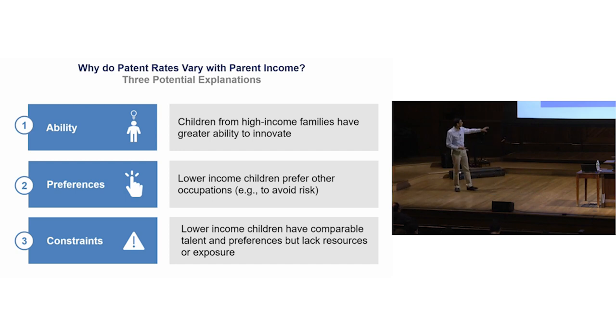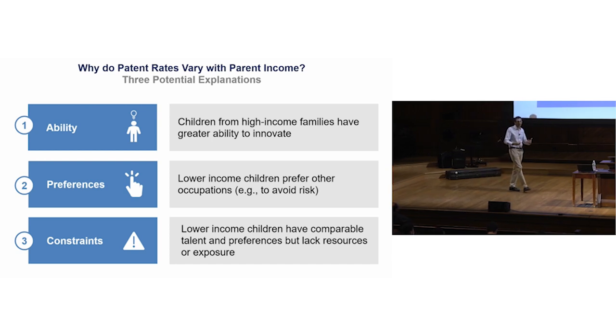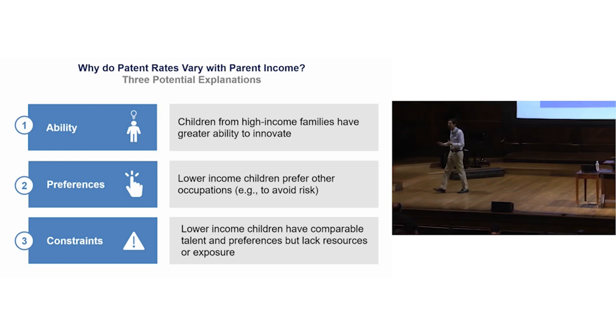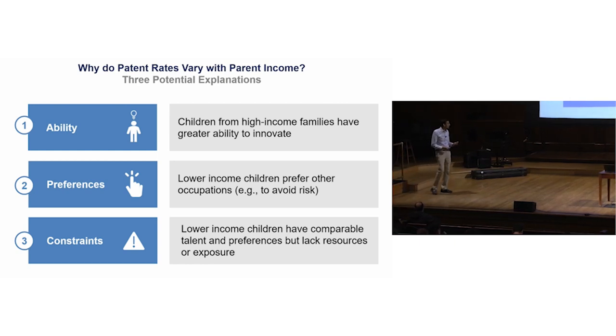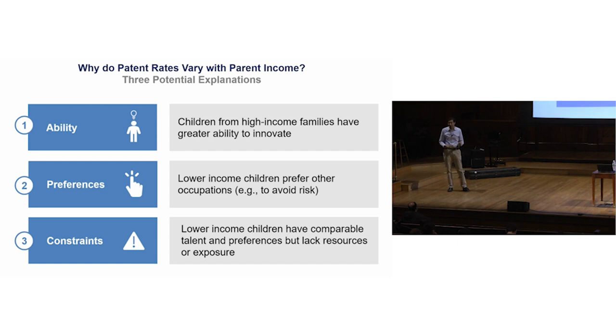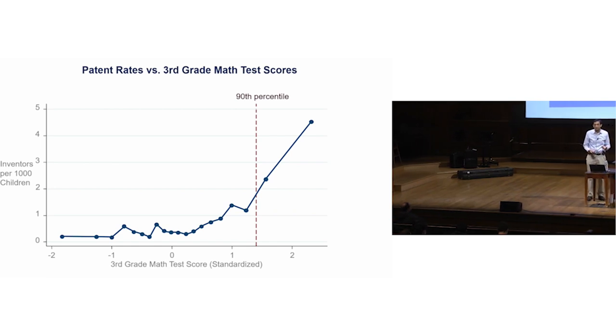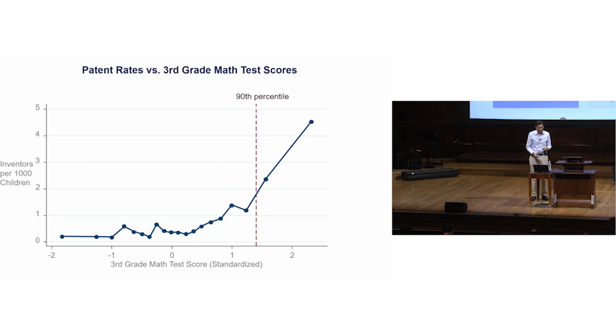So that's another possibility. A third possibility is that it's about constraints or about environment. So maybe lower income kids have comparable talent and maybe they also have similar preferences. Maybe they do in fact want to go into innovation, just like higher income kids. But maybe they lack the resources to do so, or lack exposure, or lack the schooling, et cetera, that higher income kids have. So we have, of course, focused a lot on the third possibility in the lectures so far, the role of environment, the role of exposure. But I think all of these three explanations deserve consideration. And so I'm going to start by looking at whether we think the ability explanation really holds water and see how important differences in ability seem to be.